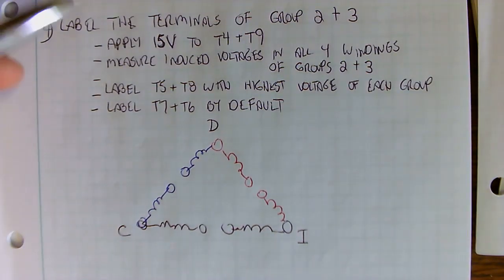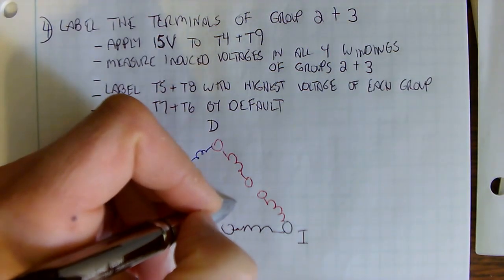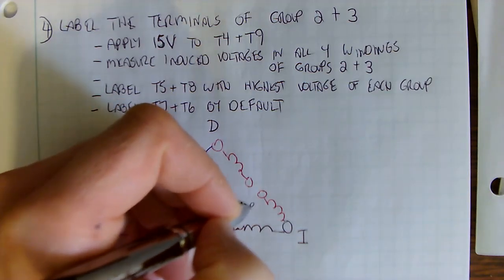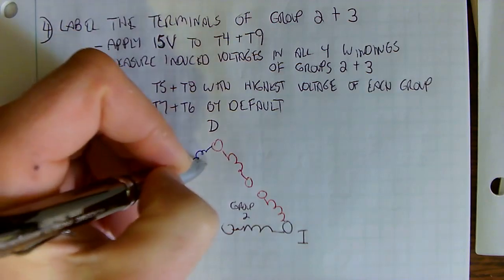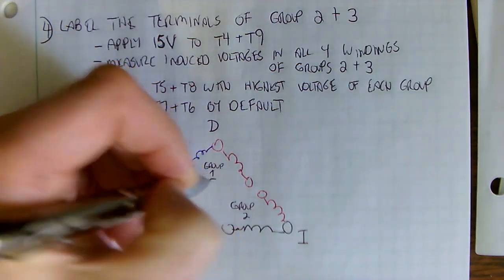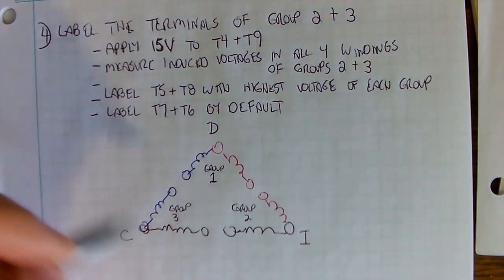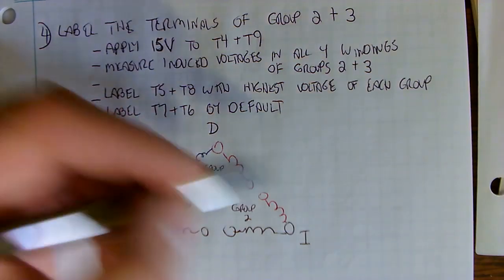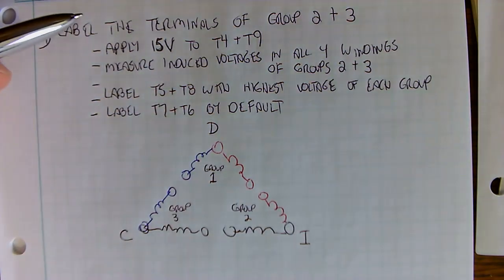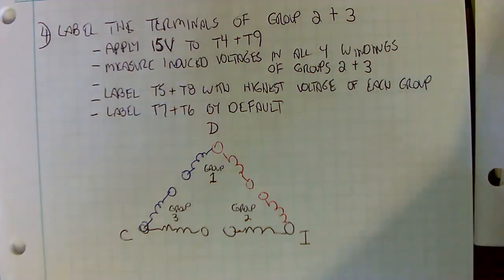Now let's see what we're doing here. We're going to label the terminals of groups 2 and 3. So this is group 2, and this is group 3. And might as well put this in, and this is group 1. So yeah, we tend to go in a clockwise fashion when we're talking motors a lot of times, T1, 2, 3, and so on. Okay, so we just labeled those groups. Now we're going to apply 15 volts to T4 and T9. So we have to know where T4 and T9 are.